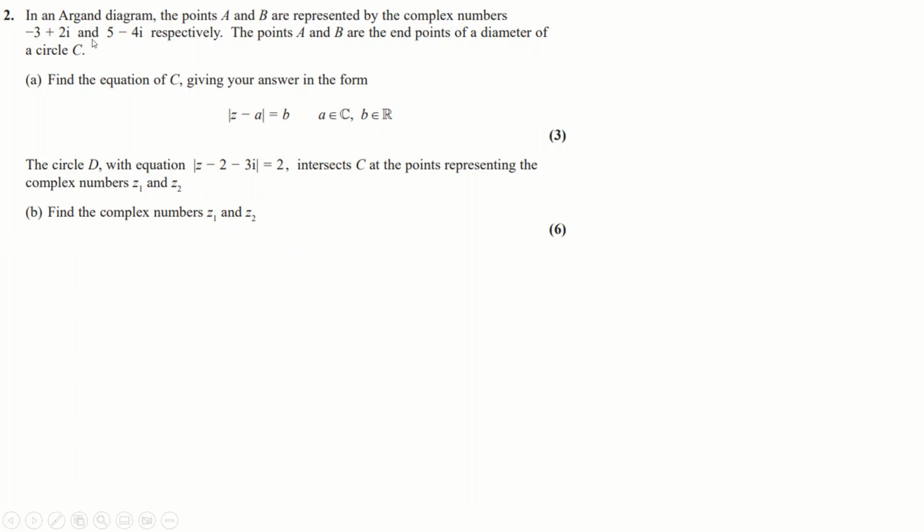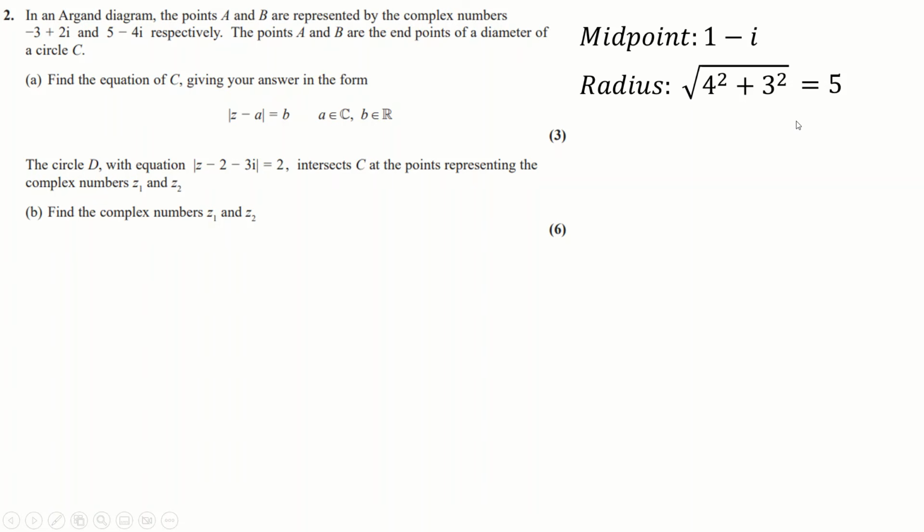The second one then, so we've got complex numbers here and here that are the diameters of a circle. That of course means that the midpoint of this and this is the center. Midpoint of minus 3 and 5 is, I believe, 1, and midpoint of 2 and minus 4 is minus 1. So that's the midpoint, and the radius is the distance between the x-coordinate of that and that, which is 4, and the y-coordinate is 3 from minus 1 to plus 2. So the radius is just going to be 5, a 3, 4, 5 triangle.